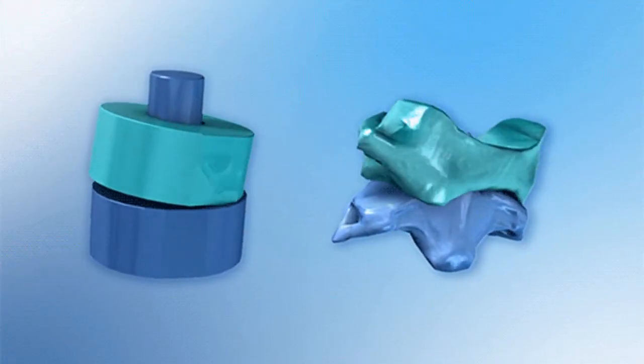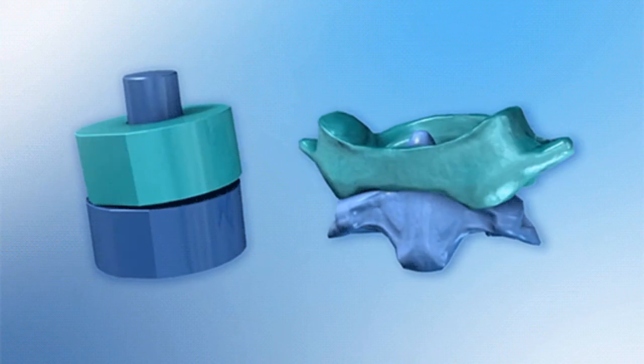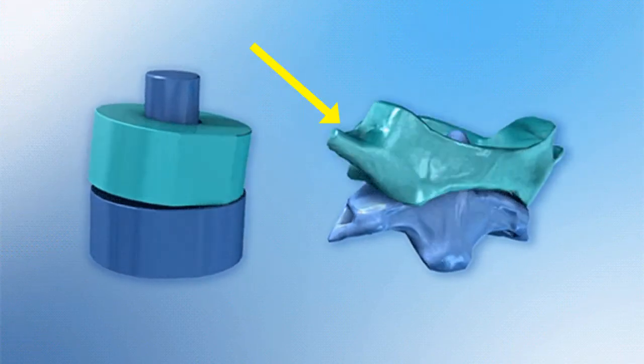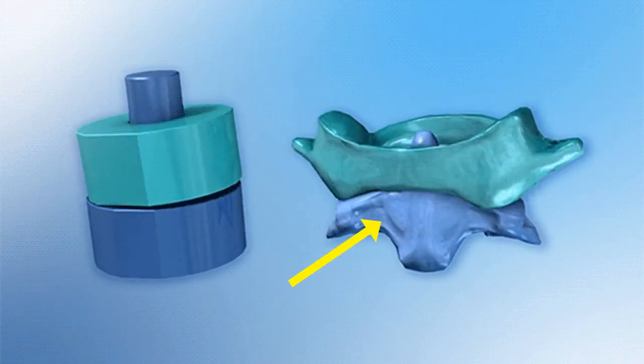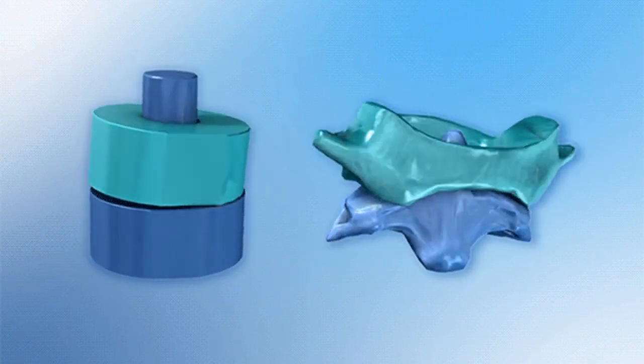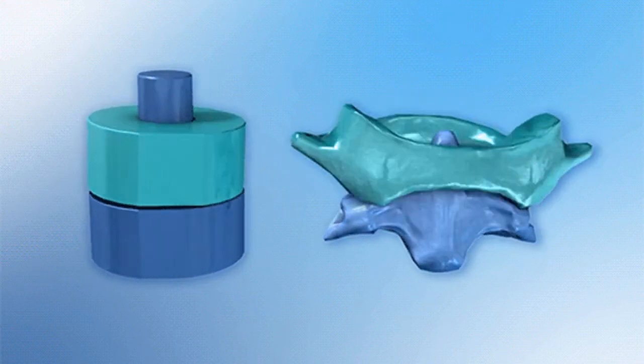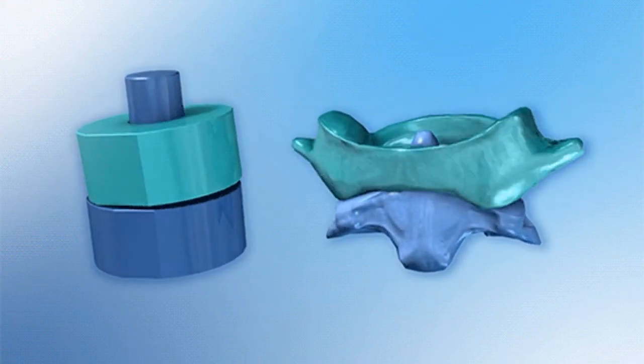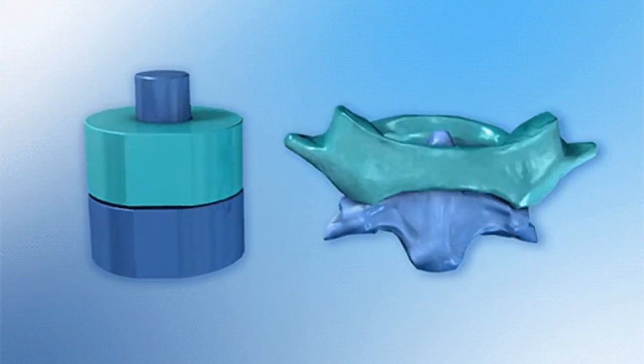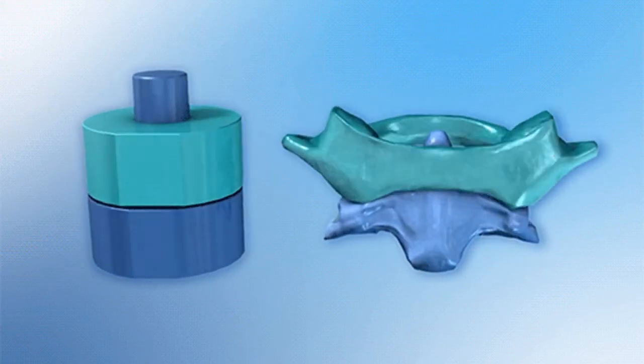The only other pivot joint in the body is pictured, and this is between C1, the atlas, and C2, the axis. And that's what allows us to turn our head, as in shaking our head like the no motion. So the joints between the radius and ulna, the top joint and the bottom joint, and this joint here are the only examples of pivot joints.